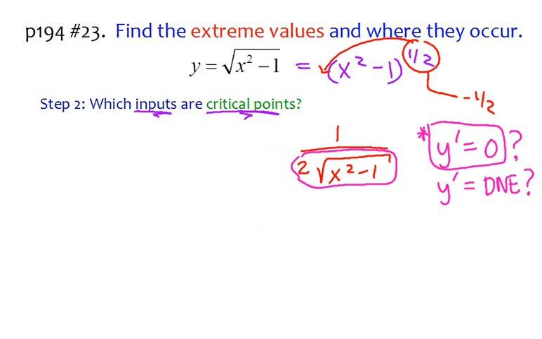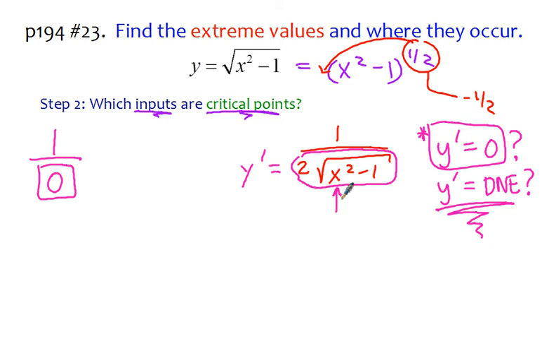Okay, so let's back it up to like it was. Are there any points where the derivative doesn't exist? Well, let's analyze the form of the derivative. Form is 1 over stuff. And is 1 over stuff ever undefined? Well, of course. If the denominator is 0, then the slope is undefined. So let's ask ourselves, is there some value of x that will make the denominator equal to 0?